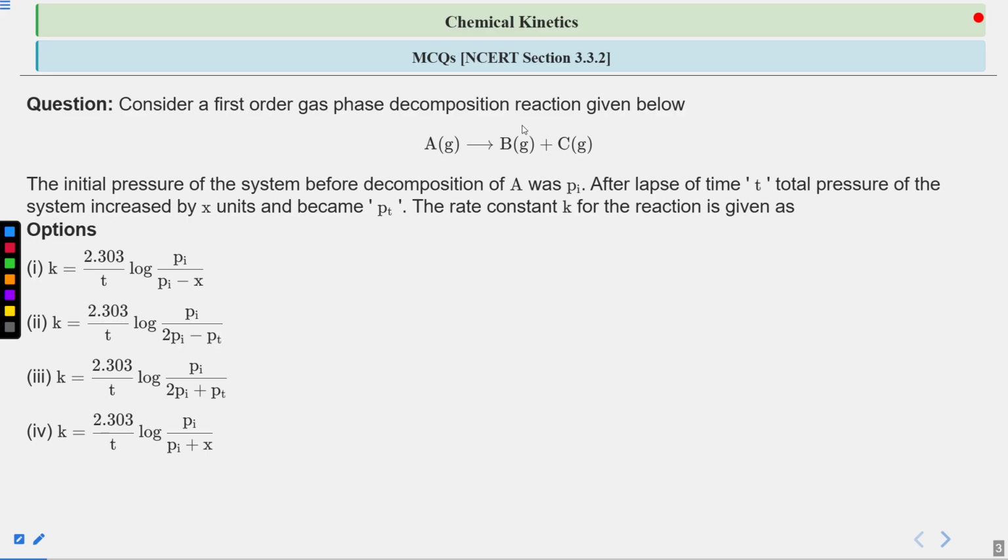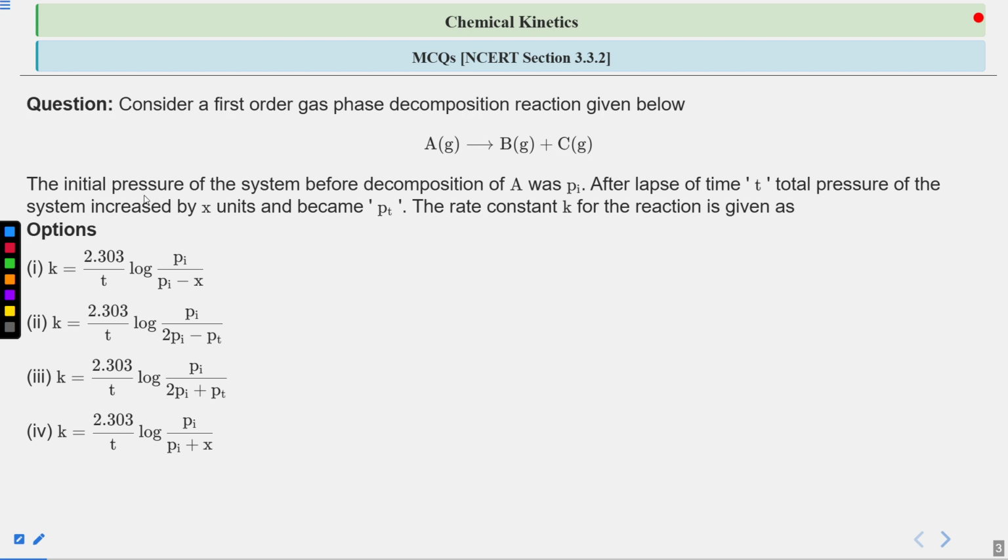In this single line there is a lot of information given. First of all, it is a first order reaction. Secondly, it is a gas phase reaction, that means all the reactants and the products are in the gas phase. And thirdly, it is a decomposition reaction, that means one thing is decomposing into two or many.